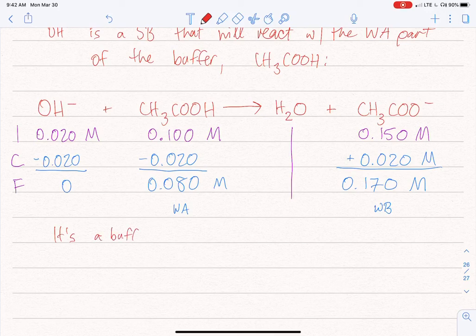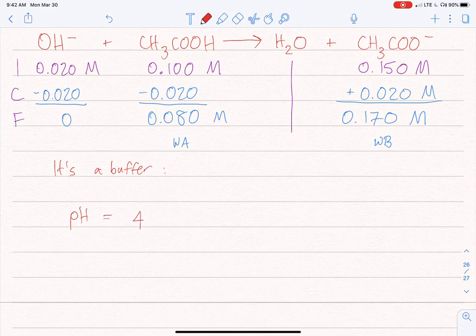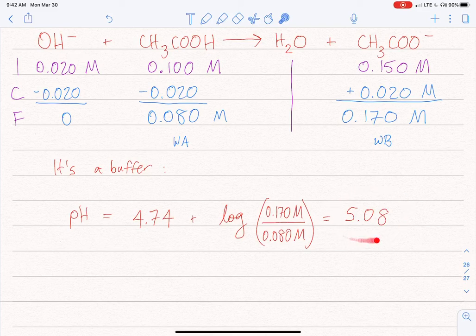So I can use the Henderson-Hasselbalch equation to figure out what the pH is. The pH is going to be the pKa, once again, which doesn't change. It's still 4.74. Now the ratio of base to acid is bigger. I have 0.17 molar base and 0.08 molar acid. And that's going to mean that my pH is going to be bigger than it was before. So adding the strong base hydroxide raised the pH of the buffer to 5.08.